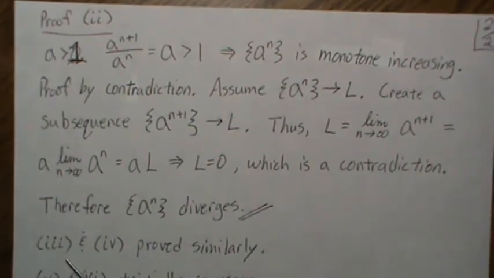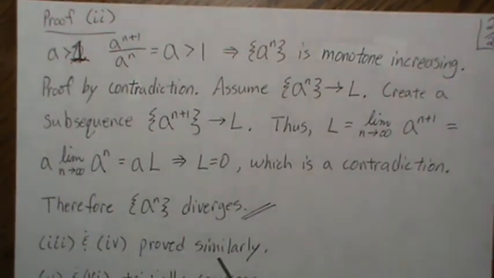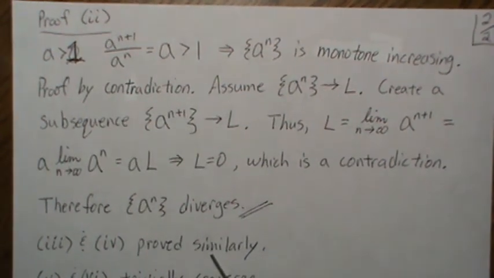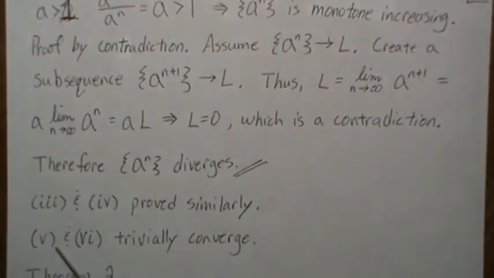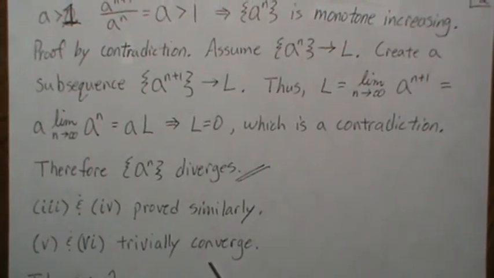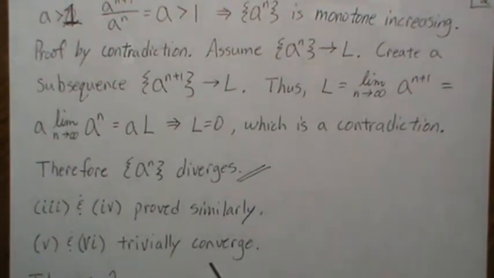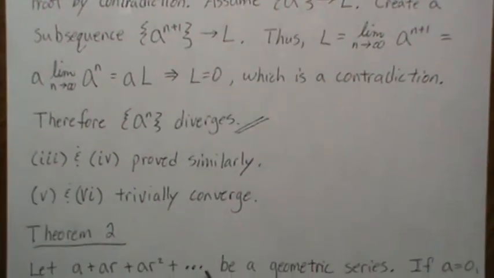Okay. Now 3 and 4 are proved similarly, so I'm going to let you do that on your own to keep the video at a nice length. 4 and 5 trivially converge. If you plug in 1 or 0 for all values, then it trivially converges to itself.